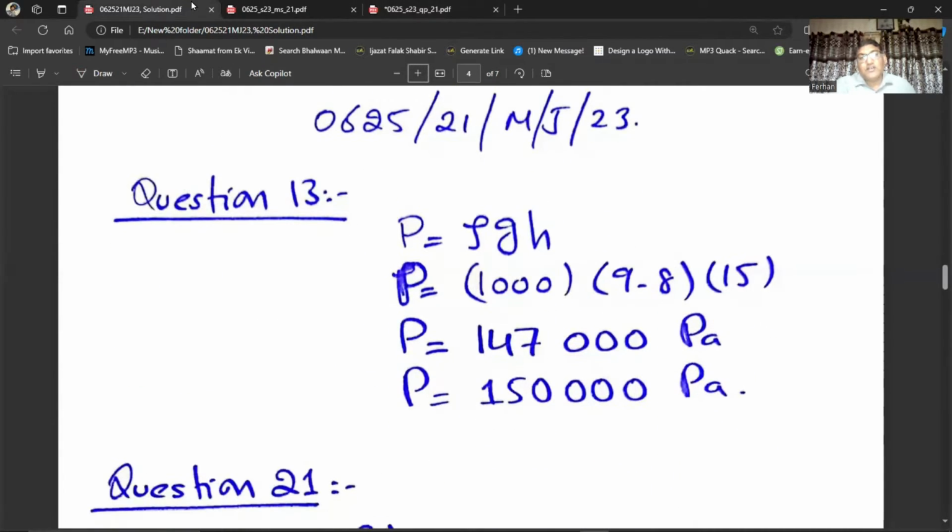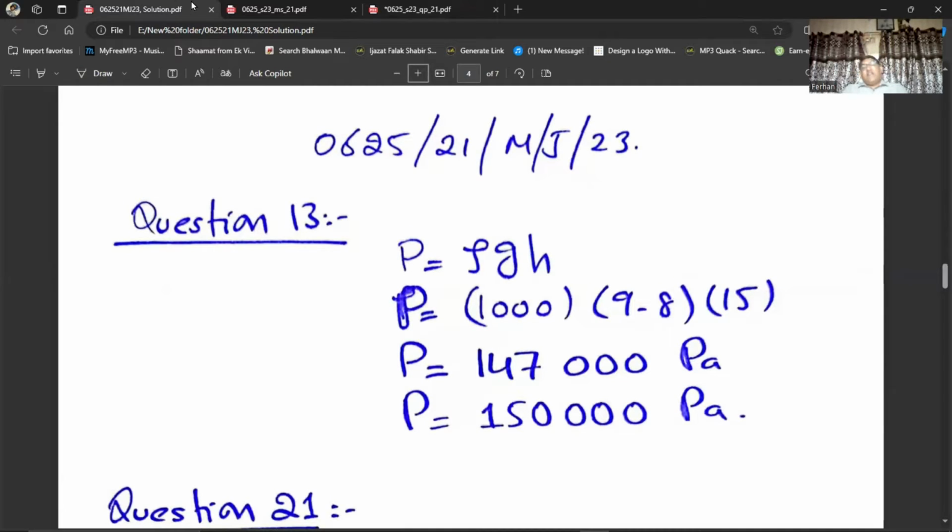Okay, so question number 13, pressure will be equal to rho gh. The rho density is 1000 and the g value is 9.8 and the h means the depth of the water above the point of observation, that is 15 meters. So when you multiply them, you get 147,000 Pascal. When you round it off, it is 150,000 Pascal.